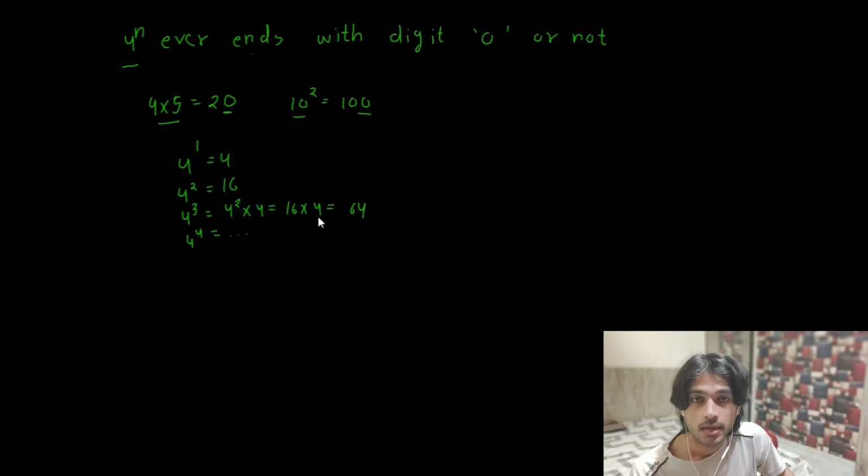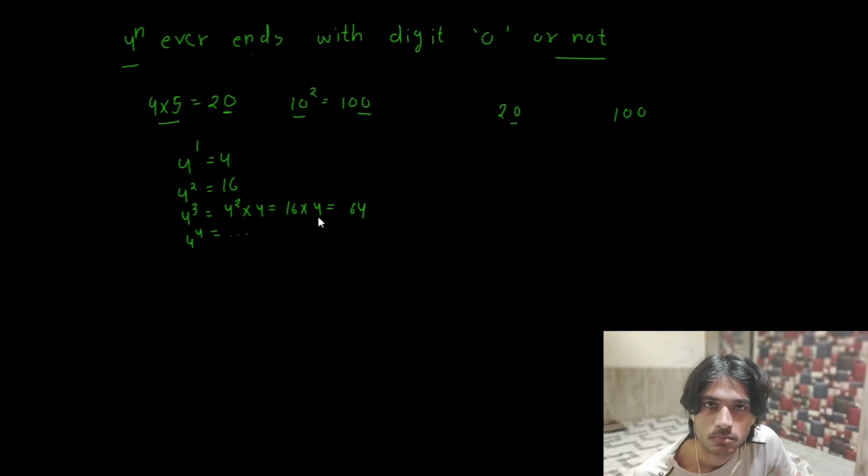But I'm going to tell you exactly why. The answer of this is, it will not end with the digit 0, and I will tell you the reason behind it. You see, in both of these examples, this 20 and this 100, you will see a common property: if a number has to end with 0, I don't know what the number will be multiplied with, but it must be multiplied by 10.